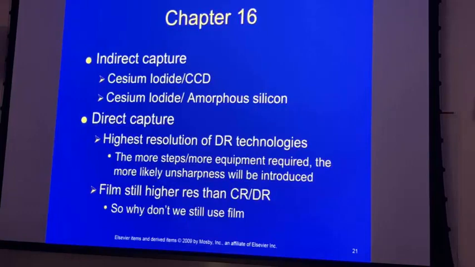So how it occurs is a little bit different. What you've got is indirect capture and direct capture. Indirect capture, what we've got are two different types. We've got cesium iodide attached to a charge-coupled device. And we've got another one that is cesium iodide attached to amorphous silicone.